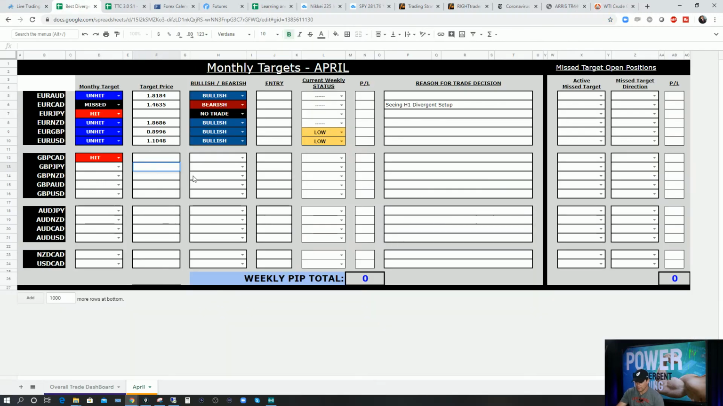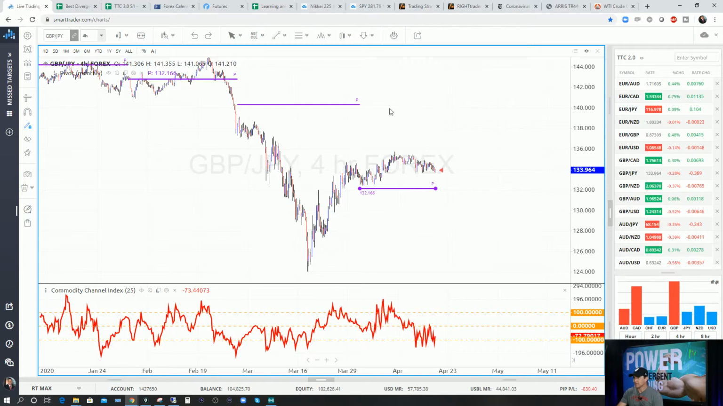132.16 right here. I'm going to mark that off. Go ahead and call that an unhit target right here. And this one would be bearish, very short term, but low probability. All right, let's go ahead and take a look right here.